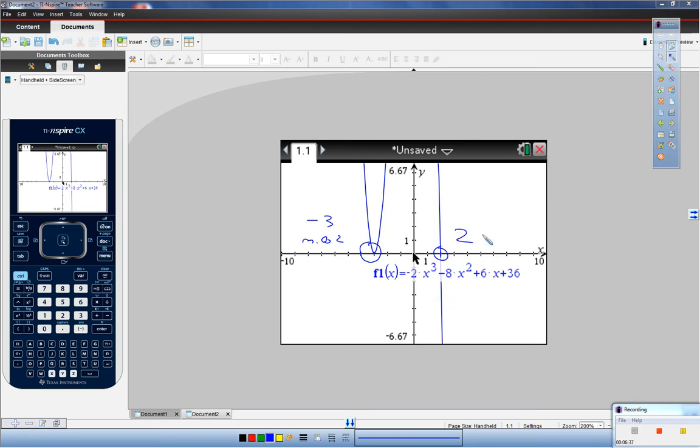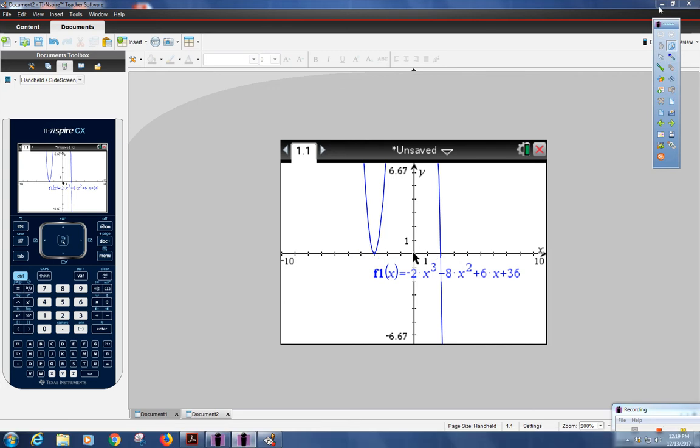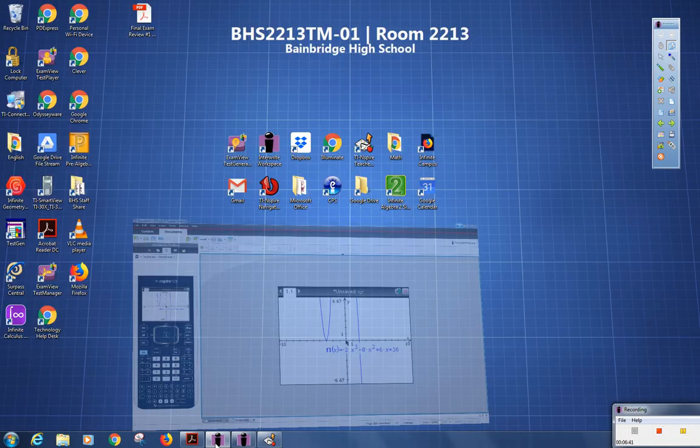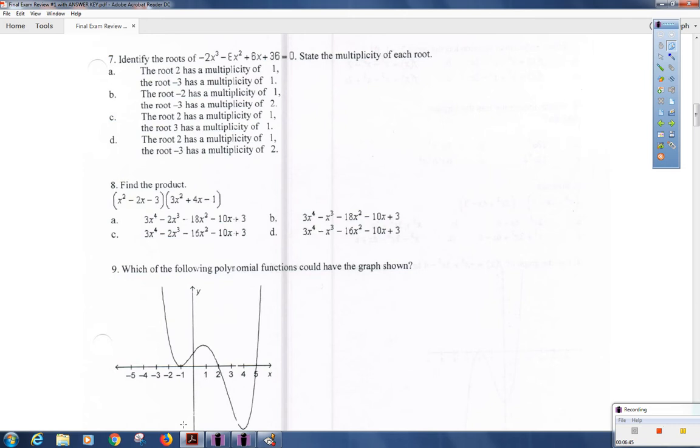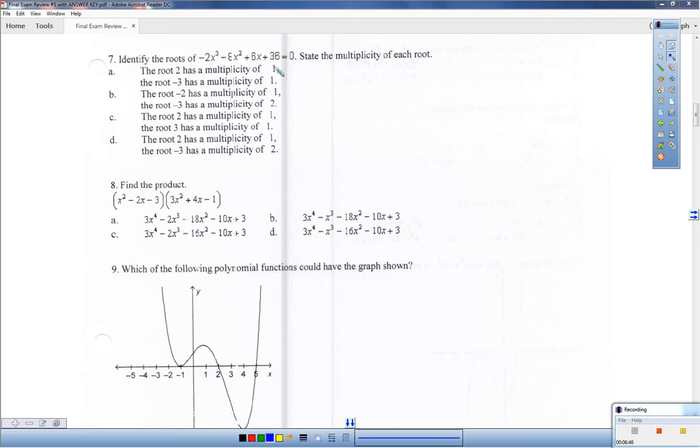So let me go back to my answer choices. So we're looking for negative 3, multiplicity of 2. So it can't be this one or this one. Alright, negative 3 with a multiplicity of 2, and we said positive 2, so it can't be that one. So positive 2, multiplicity of 1, negative 3 with a multiplicity of 2. So it has to be D.